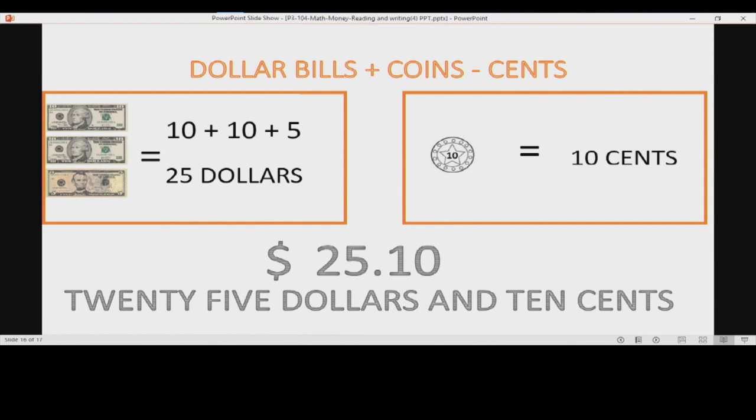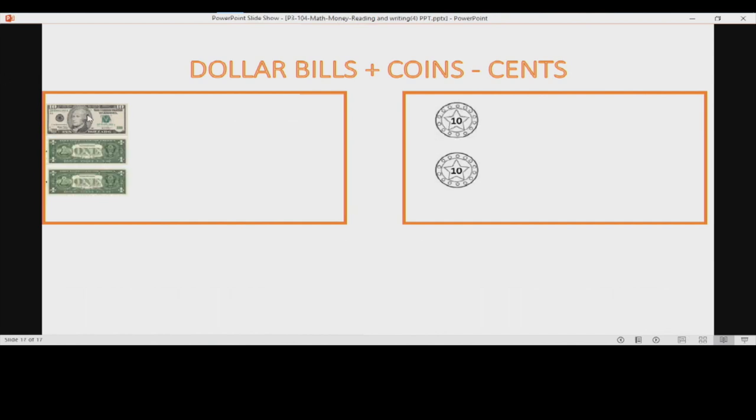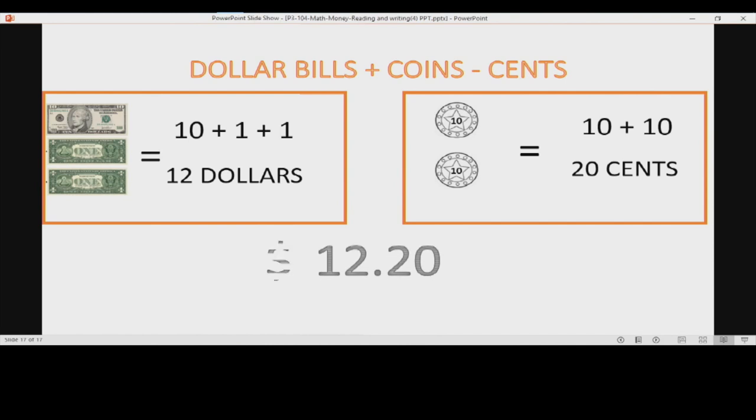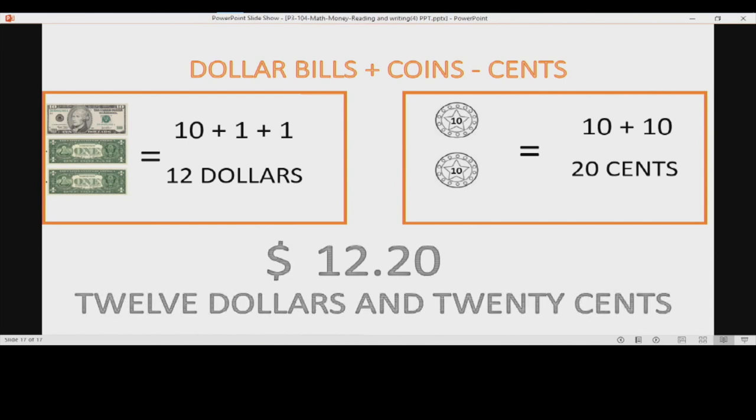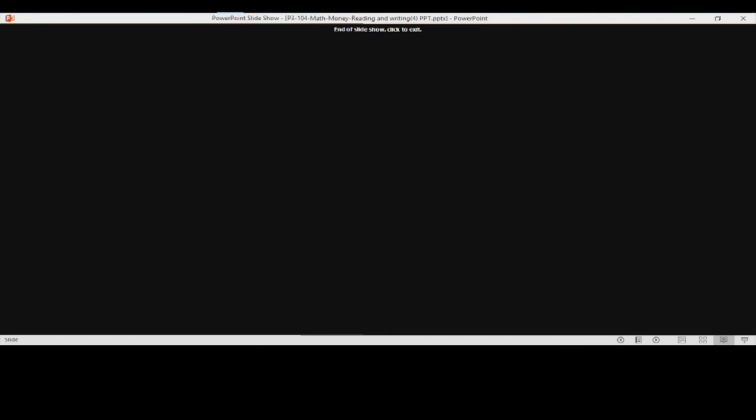Let's do one more together, okay? Okay, so dollars first, we have $10 and $1 and one more dollar. 10 plus 1 plus 1, $12. How many cents do we have? We have 2 10-cent coins. So in total, we have $12. How many cents? 20 cents. And we write it like this. $12 and 20 cents. Excellent. Any questions, guys? No.